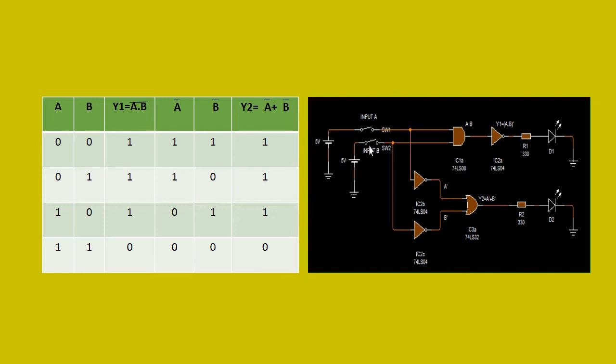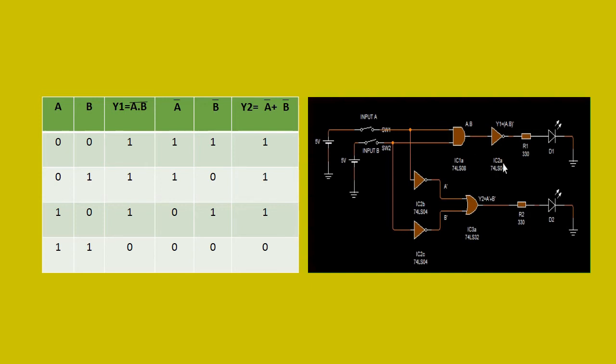Two switches are used here. Switch 1 acts as input A, switch 2 acts as input B. A 5 volt power supply is connected. The negative terminal of the power supply is connected to the ground terminal, and the other ends of the D1 and D2 diodes are connected to the ground terminal. Okay. So this is the overall circuit of the second law of De Morgan's theorem.